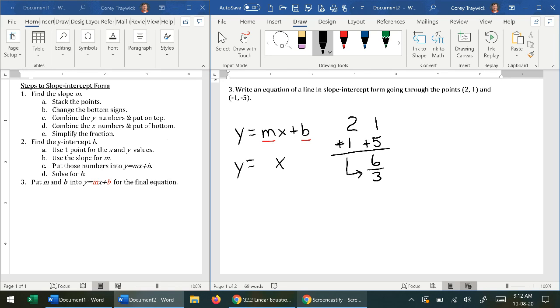Now we're going to simplify the fraction if we can. We sure can. 6 divided by 3 equals 2. So we can make that the whole number, 2. So that is our slope. So we can put it over here in place of m.